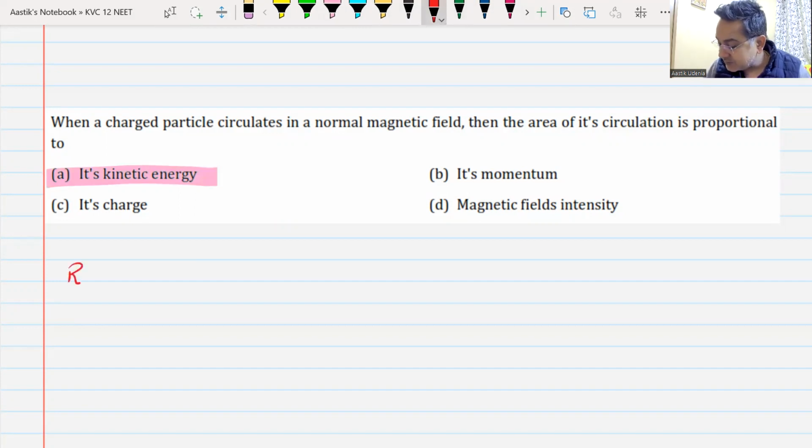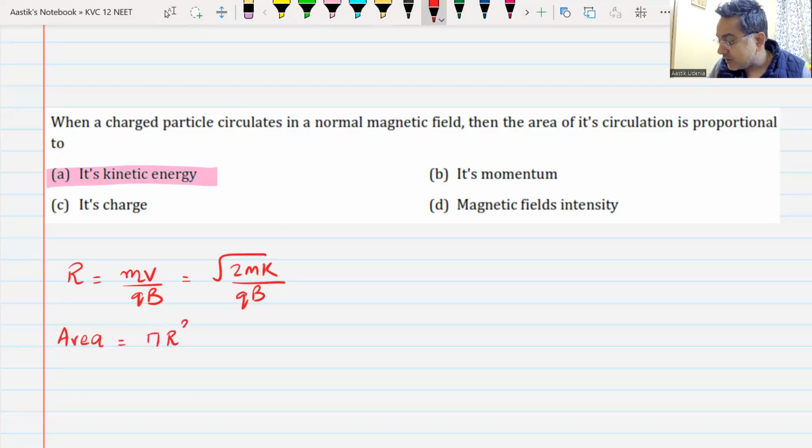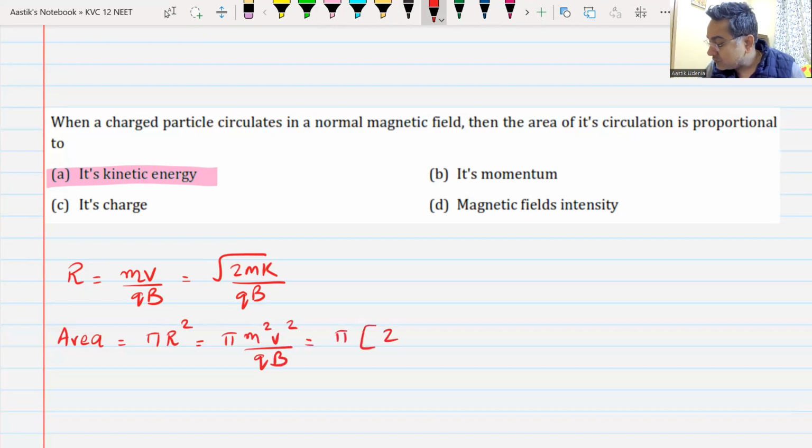The concept is very simple. R is mv by qB. You can also write it as root over 2mK by qB. Now, if I talk about the area of the circle, it will be pi r square. So it will be pi into m square v square by q square B square, or it will be equal to pi into 2mK by q square B square.